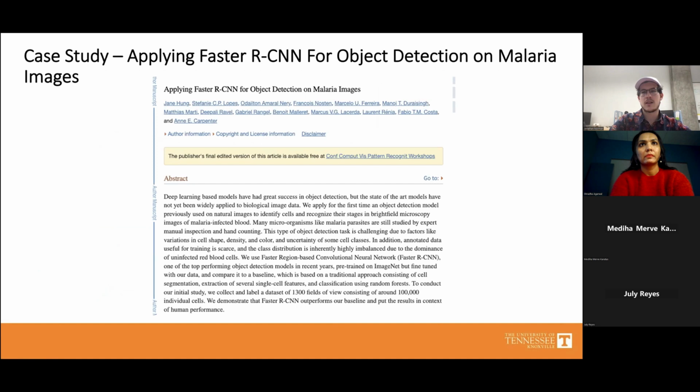So a case study talking about applications of faster RCNN in biological imaging. What this study did was it used computer vision to analyze microscope images of cells and isolate different types of malaria cells versus assorted immune system cells like red blood cells and white blood cells.